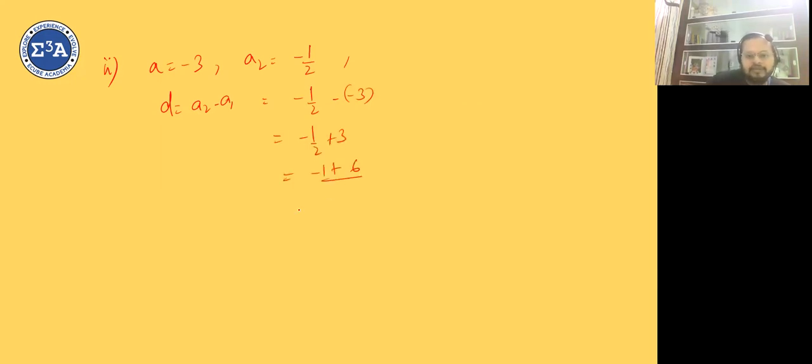Question number 2. 11th term of the AP is, find it the same way. a is given minus 3. a2 is minus 1 by 2. So you will have difference a2 minus a1: minus 1 by 2 minus minus 3, minus 1 by 2 plus 3, minus 1 plus 6 by 2, 5 by 2. d is 5 by 2.